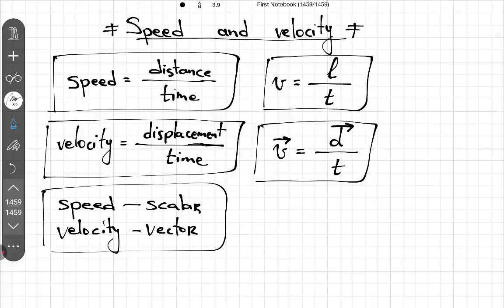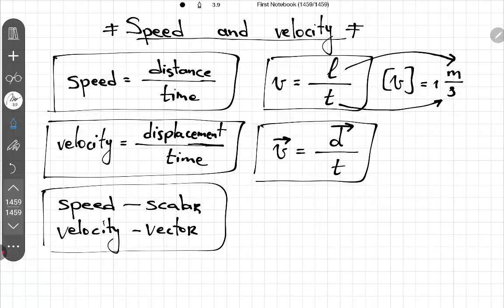But as you see from the formulas, the speed has the unit of meter per second, because the unit for the length, for the distance, is meter, and for the time the unit is second. But generally we write it like this: meters times second to the power of minus 1. Instead of division we can use that technique. And of course the velocity has the same unit, meters second to the power of minus 1. It has the same units.